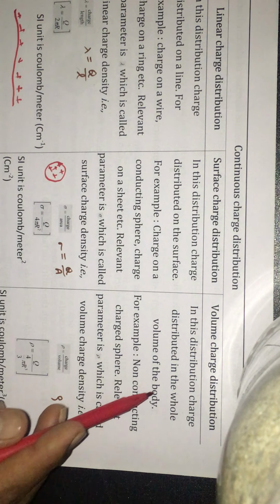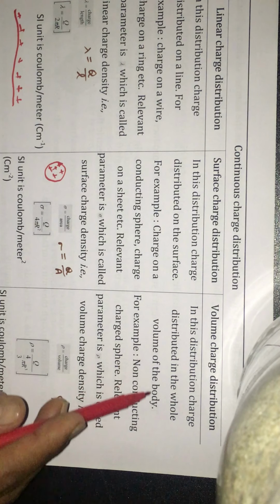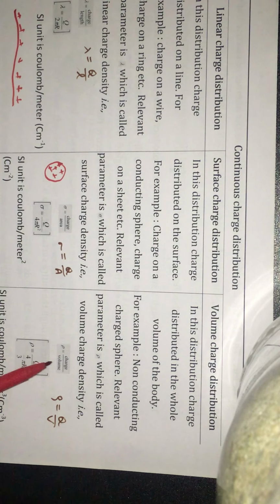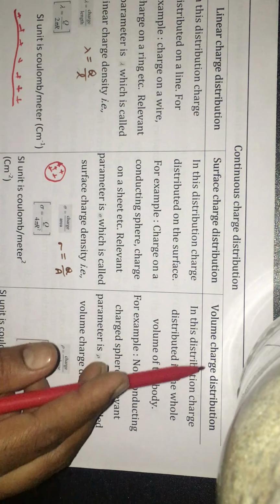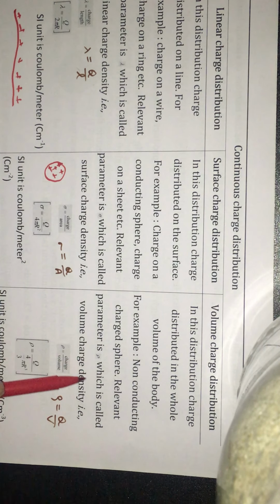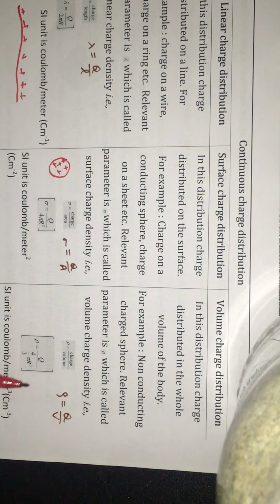So, if the charges are distributed over the whole volume of the body, then we will have to think of a parameter known as volume charge density. Volume charge density is represented by rho. Rho is given by charge by volume, q by v. In case of a sphere, it is q by 4 by 3 pi r cube. So the SI unit would be coulomb per meter cube.